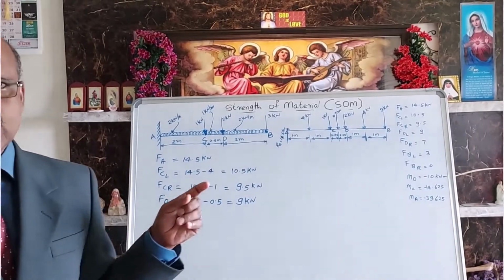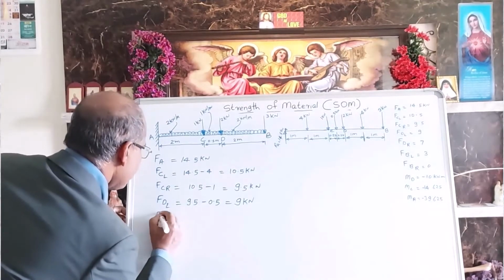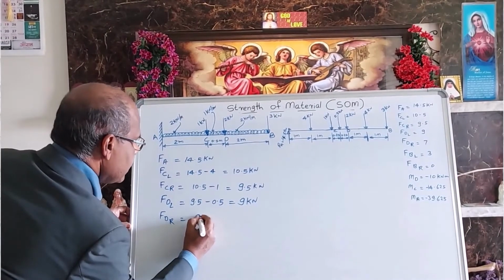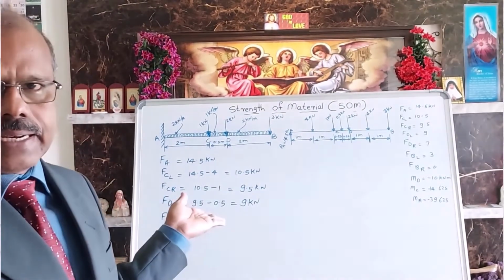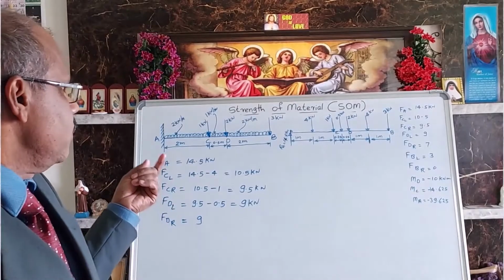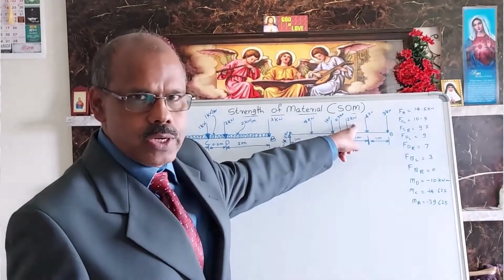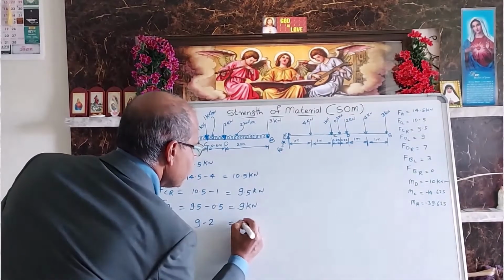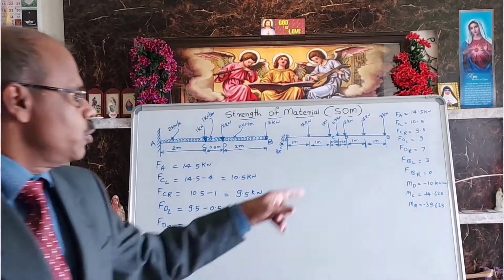Now let us move to the right side of D, FDR. Already 9 is there at the left side, so you can carry over that 9 to here. Then whatever other thing is there, at D we are having 2 kilonewton. So minus 2 kilonewton. Then we will get 7 kilonewton. Then come to the next point.